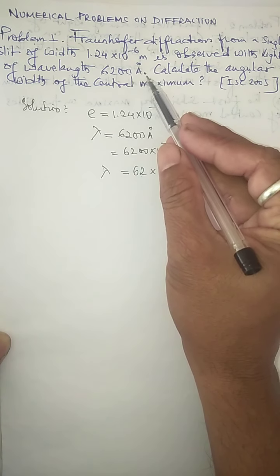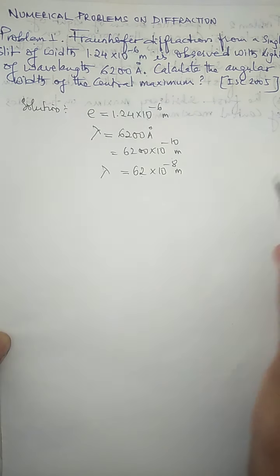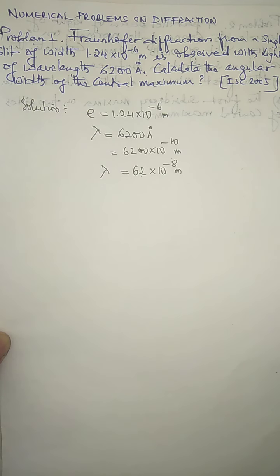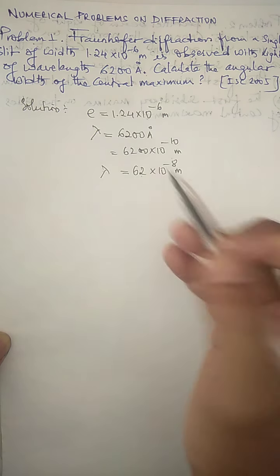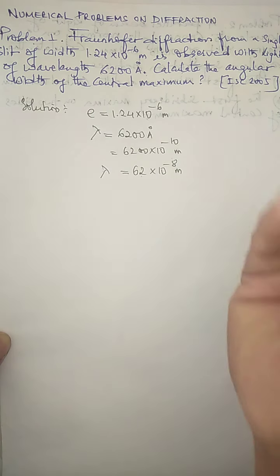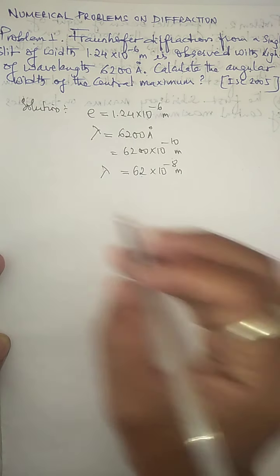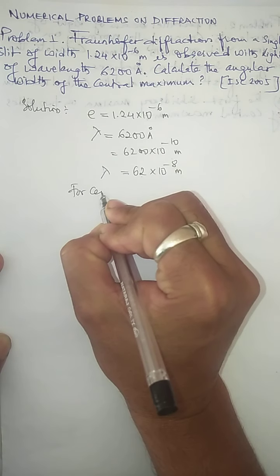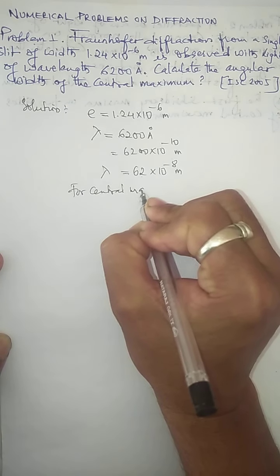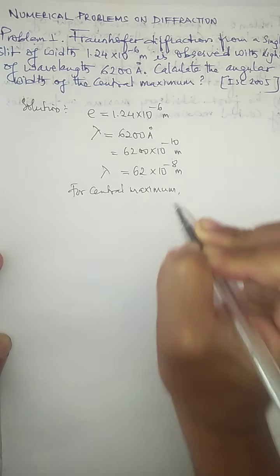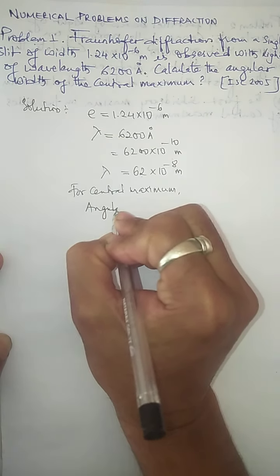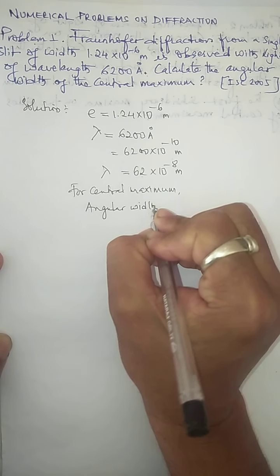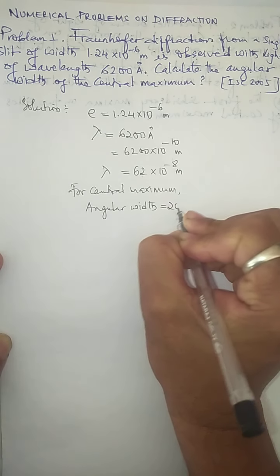The question says: calculate the angular width of the center maximum. This question came in ISC 2005. The angular width of the center maximum can be measured either in degree or in radian. I calculate first in degree, and I'll show you how to calculate in radian also. The center maximum is also called the principal maximum, and its angular width is 2 theta 1.